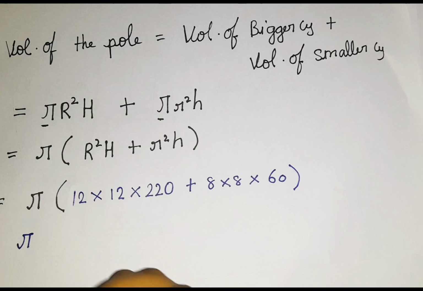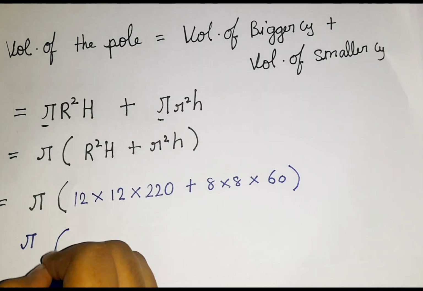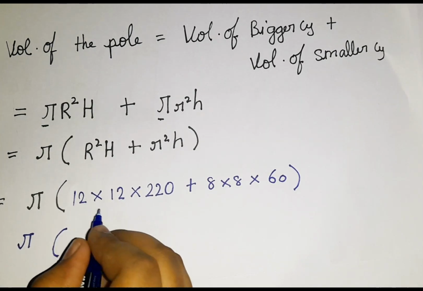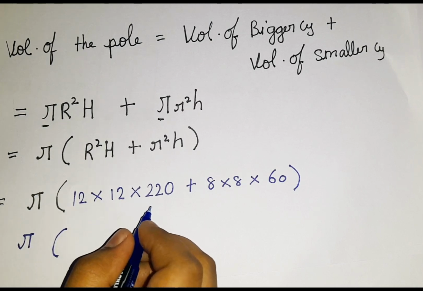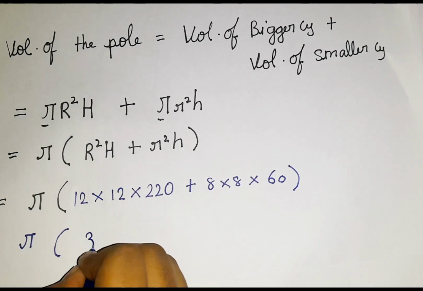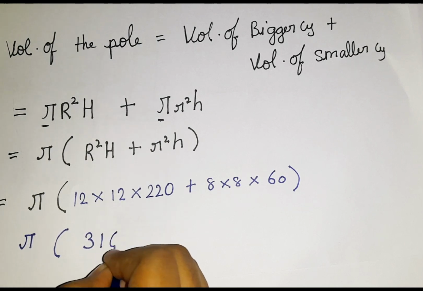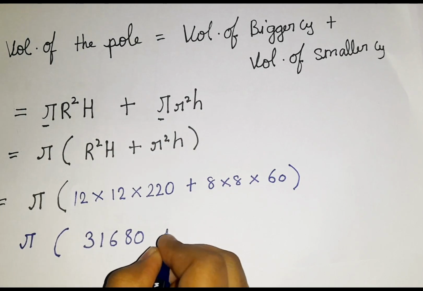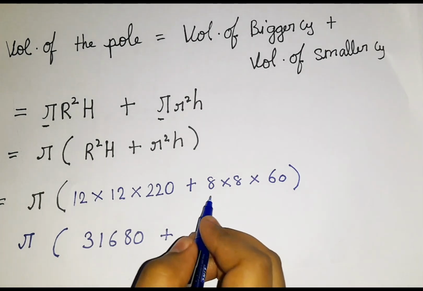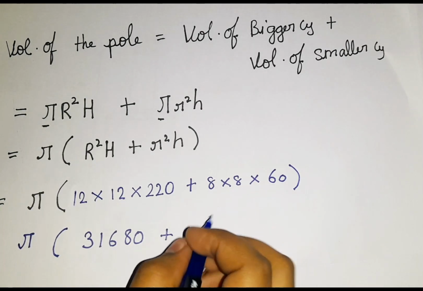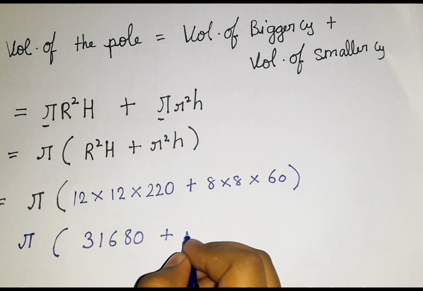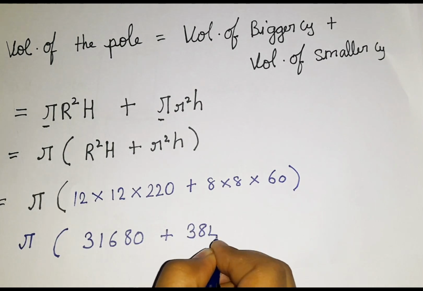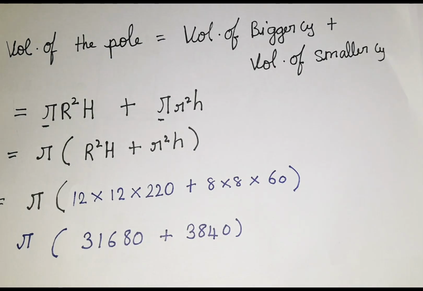we can write the π as it is. Later on we can put the π value, and then bracket. So when we multiply 12 into 220, we get 31,680, and then plus, so when we multiply 8 into 60, we get 3,840. Okay, so now let us solve further. So now we can copy the same thing in another paper. One second.